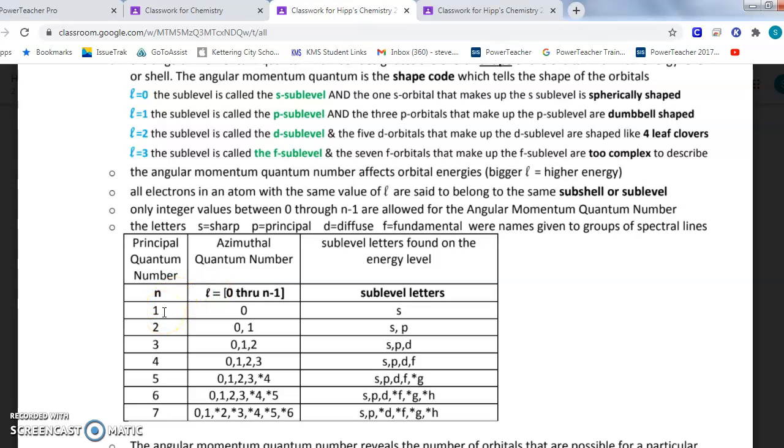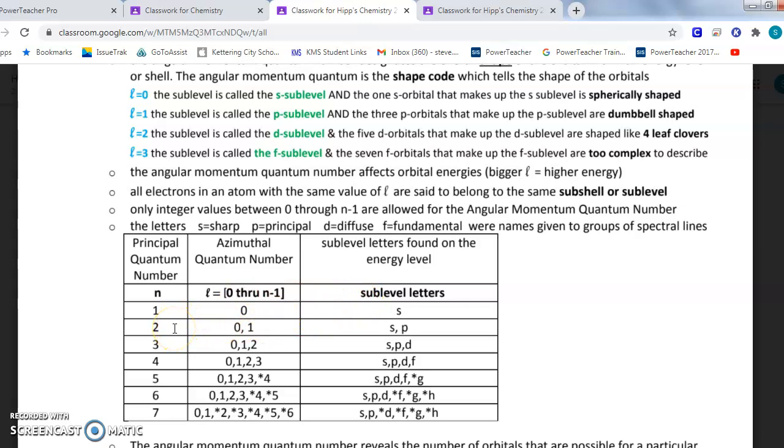So right here, our quantum number is 1. 1 minus 1 is 0. So the second quantum number has to be a 0. Now, they do not say quantum number 1, 0. What instead they say is quantum number 1, and they give a letter for the second quantum number. They would call that the 1s.